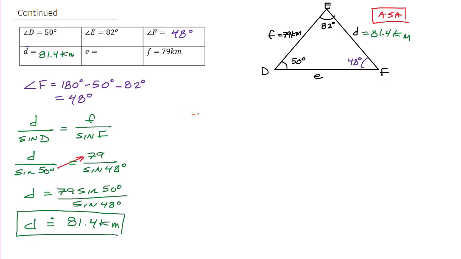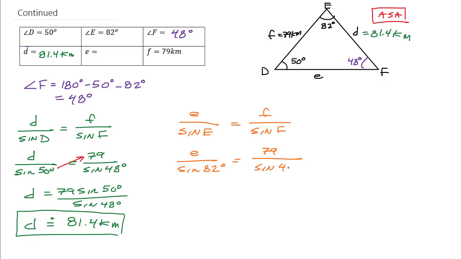All right, so let's go side E divided by sine of angle E is equal to side F again over sine of F. We don't know side E. We do know its angle is 82 degrees. We know side F is 79, and we are very certain, even though we had to do the calculation, that angle F is 48 degrees. All right, so same thing. Let's do cross product.